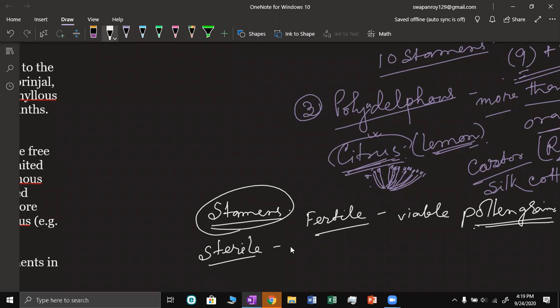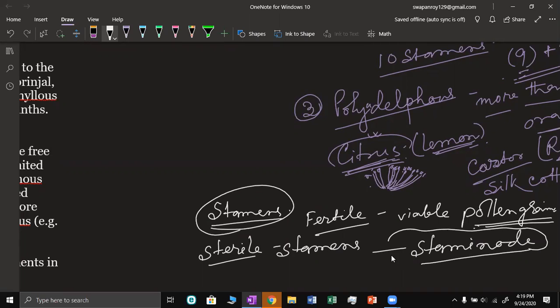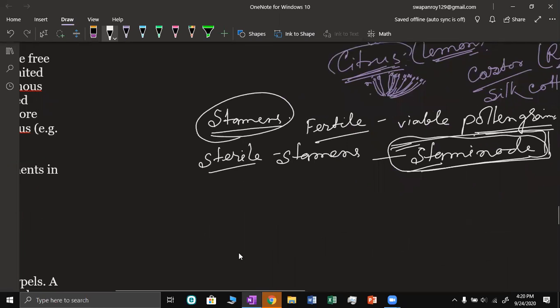These sterile stamens are called staminodes. These staminodes are found in different flowers. Their number may be one or more. Maybe a few stamens are fertile and functional, and one or two or more are staminodes.